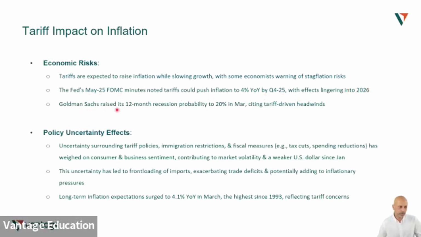Now, Goldman Sachs has also raised its 12-month recession probability to as high as 20% back in March, citing tariff-driven headwinds. Now, all of this has led to uncertainty on the outlook for policy, on the outlook for various policy actions. So we've already covered this, policy effects have already been covered.